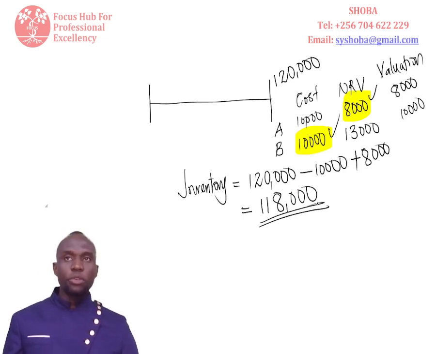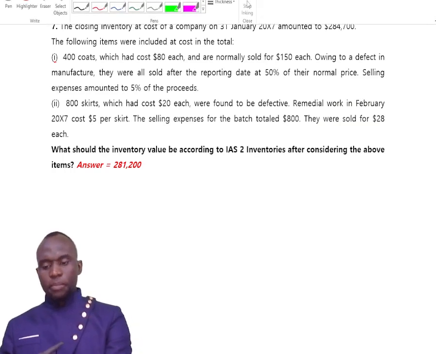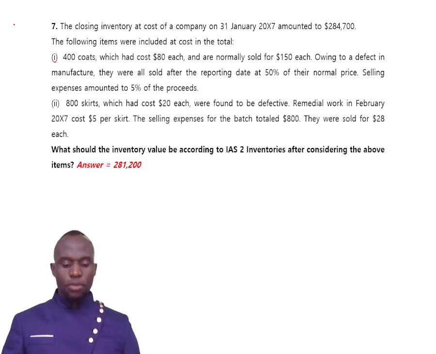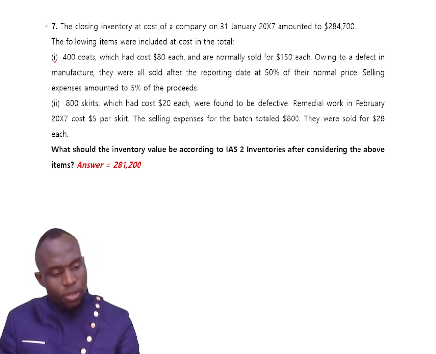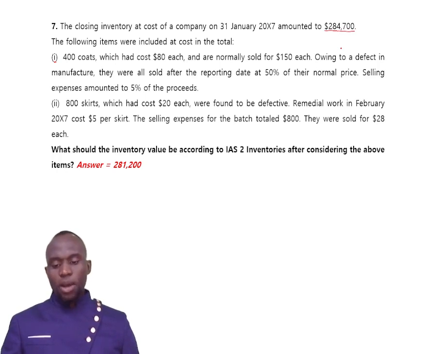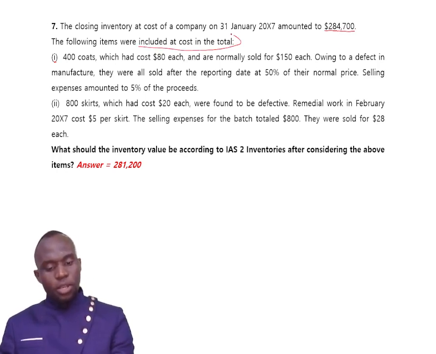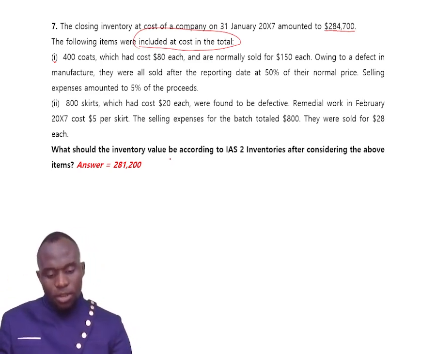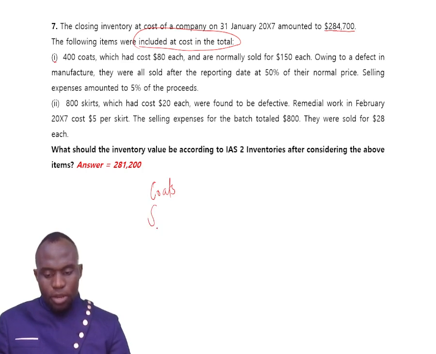So we are going to try a question on this. Read question 7. Don't forget the exam technique. You start by reading the question. What should be the value of inventory according to IAS 2 after considering the above items? So we read the question. Closing inventory at cost on 31st January 2027 was 284,700. But the following items were included in at cost. So two items were included in 284 at cost. These are the items. We have the coats and we have the skirts.